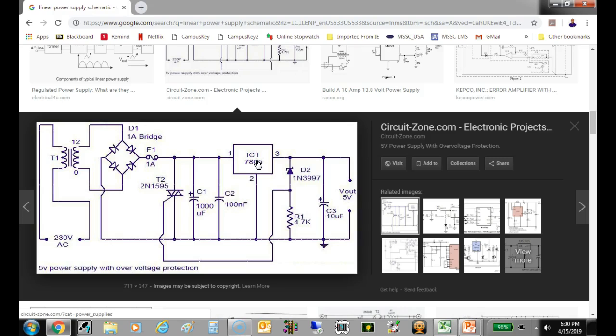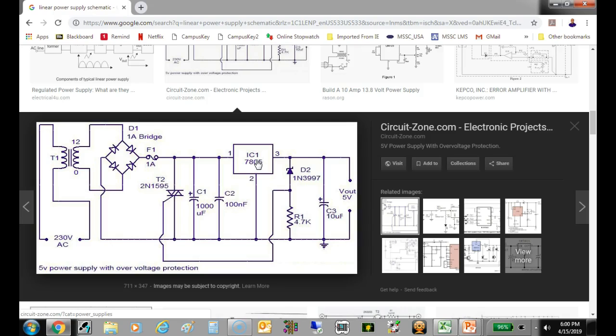This converts AC into pulsating DC. This guy right here filters it, right? Understand? And that regulates. And then the lab doesn't have this crowbar circuit. Some power supplies have crowbar circuits in them. So instead of burning up your computer, it'll just kick out your power supply.